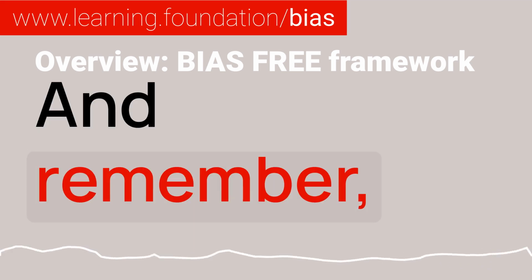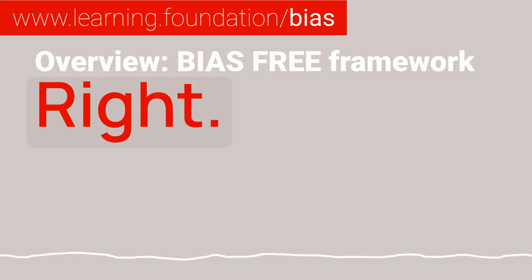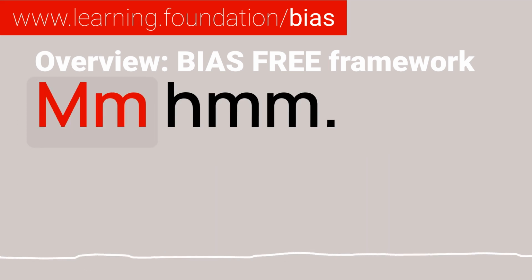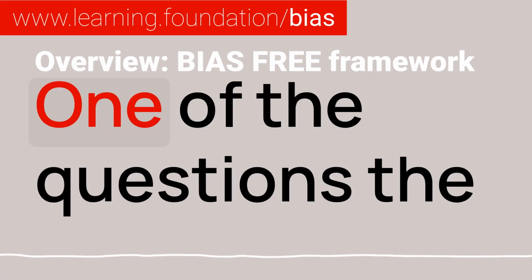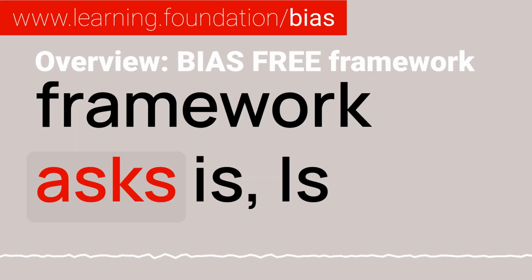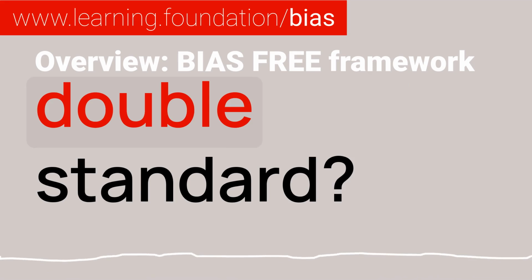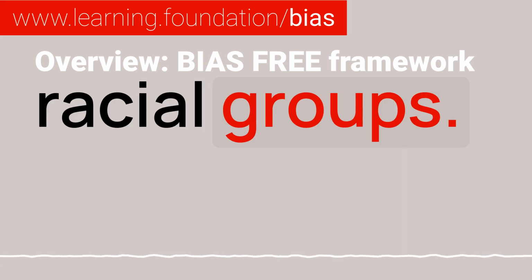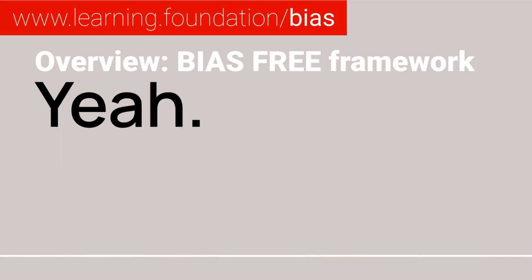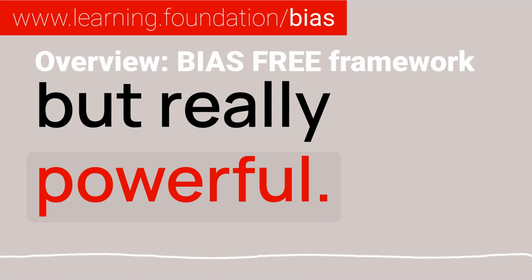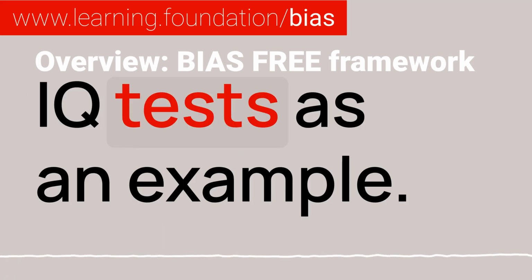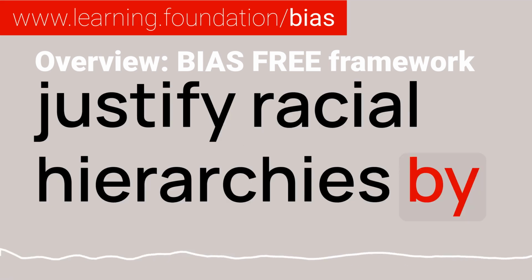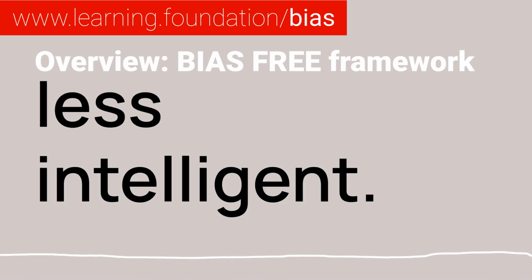And remember, it's not just about gender. This framework applies to all kinds of social hierarchies. For instance, when it comes to race. One of the questions the framework asks is, is the research using a double standard to define comparable facts about different racial groups? This can be subtle, but really powerful. The book mentions IQ tests as an example. They were often used to justify racial hierarchies by saying certain groups were just inherently less intelligent.